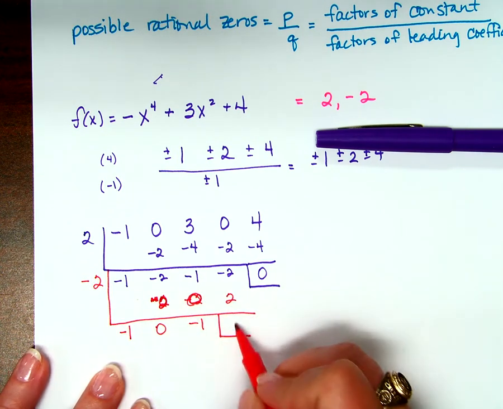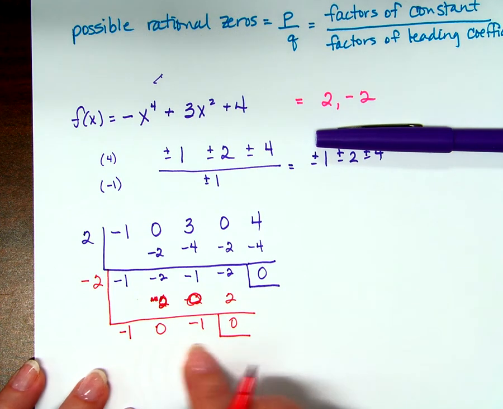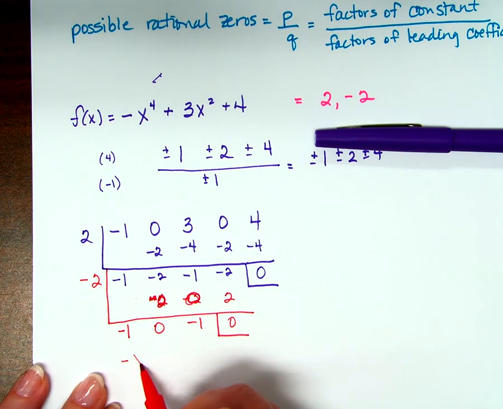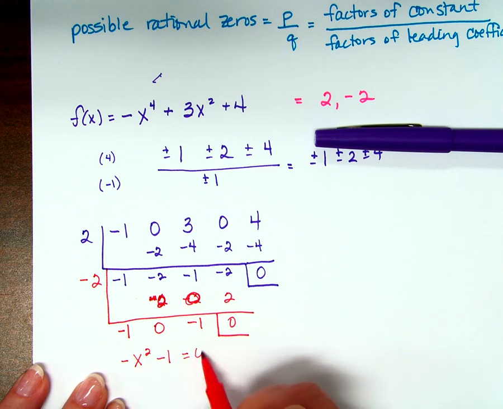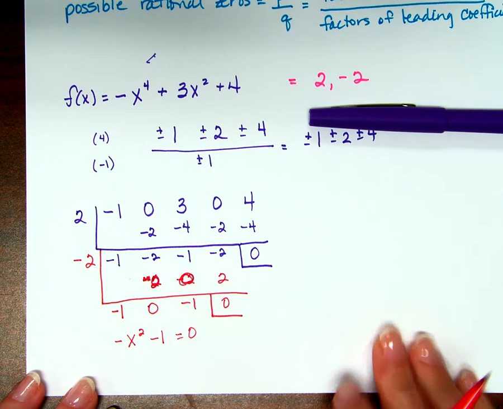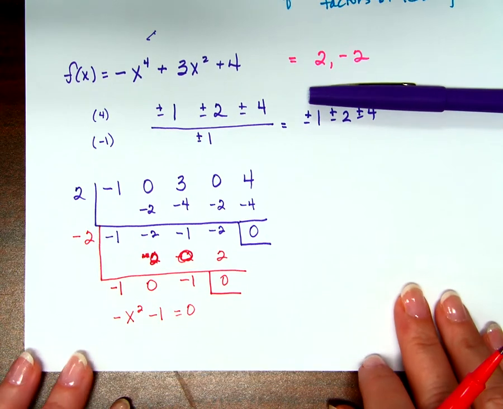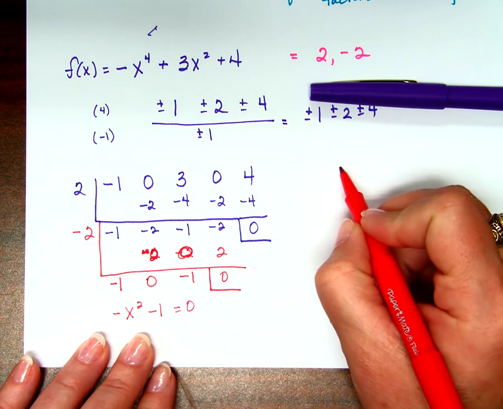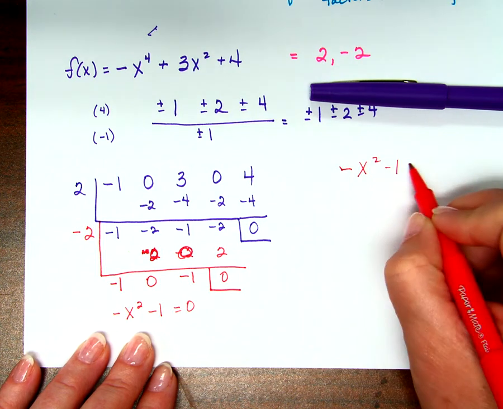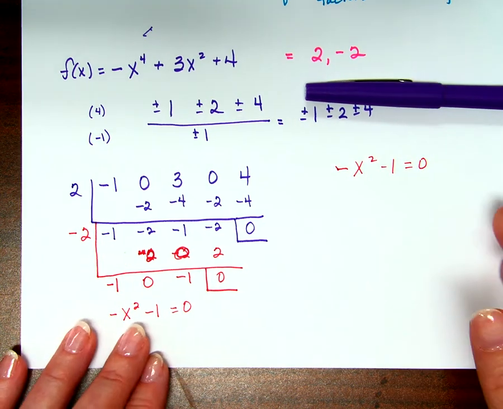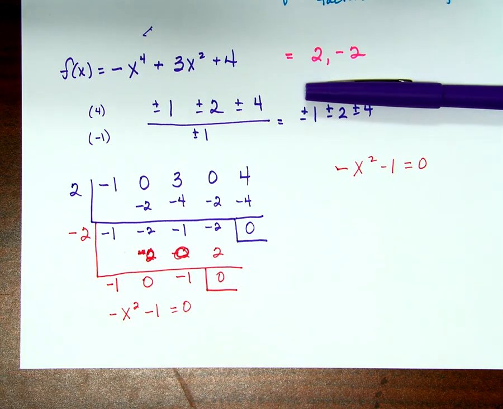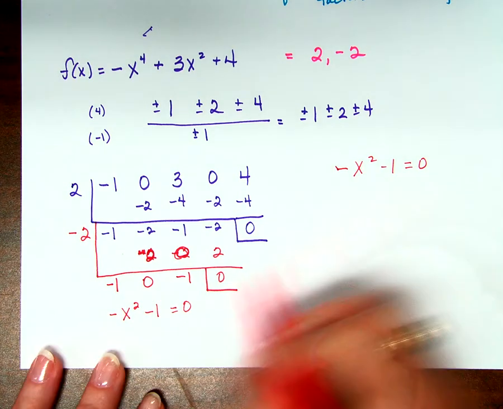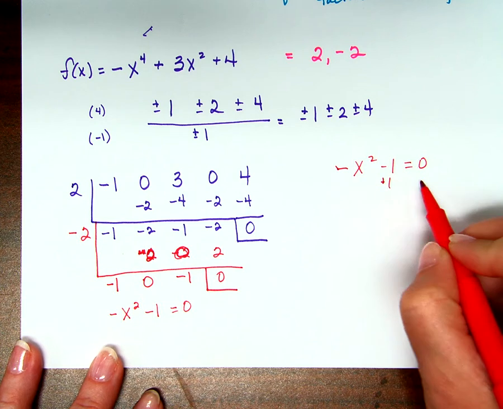Multiply, add. Okay? So what's actually happening right here? That's negative x squared minus 1 equals 0, right? Are you starting to maybe get an idea of why we didn't find the other two? Well, if I take this over here, negative x squared minus 1 equals 0, I can find the other two zeros, can't I? Because part of our objectives, objective 2, is finding the zeros of a polynomial function. Well, I take what's left and I set it equal to 0 to find the other two zeros.